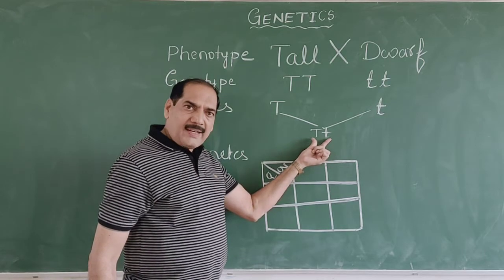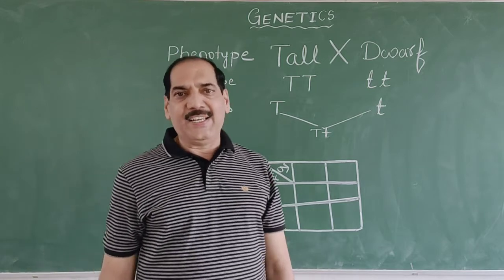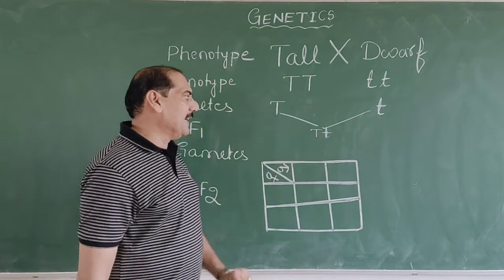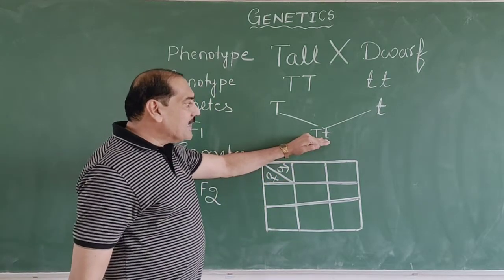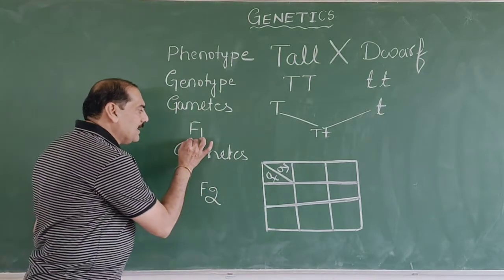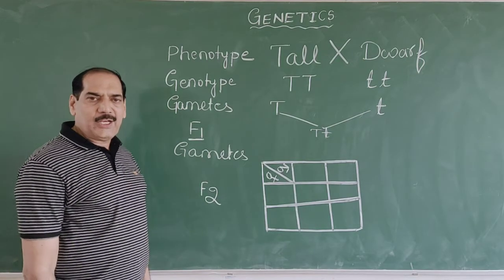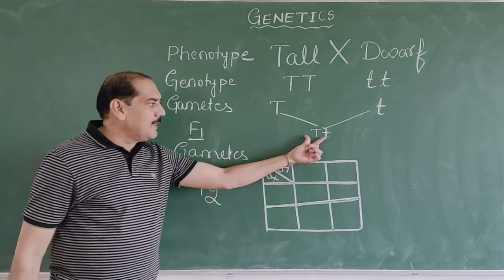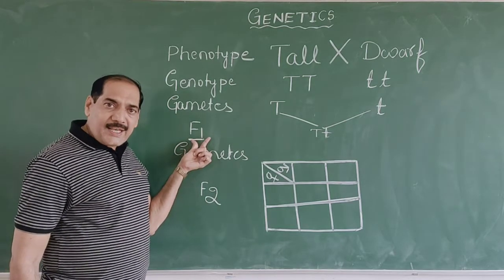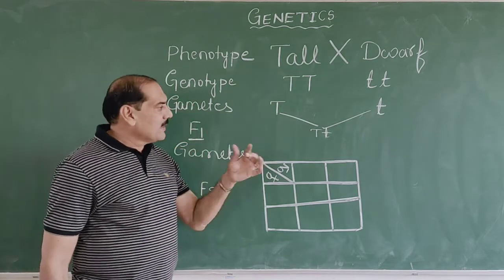The pair of factors that are unlike is called heterozygous condition. And this first generation, Gregor John Mendel called F1 generation or first filial generation.